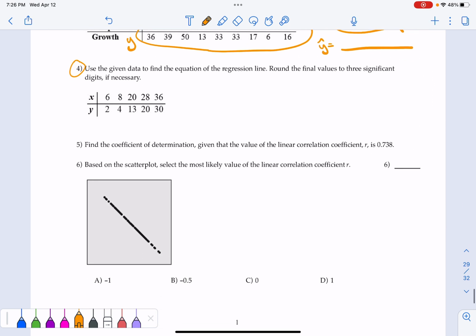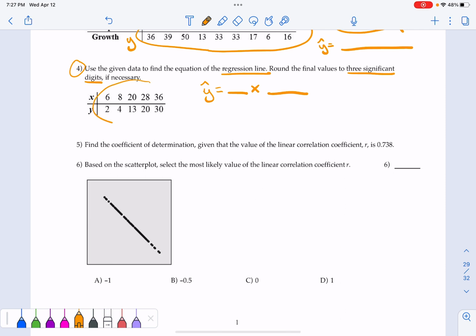Number 4, use the given data to find the equation of the regression line. So you're looking for that y hat line. It's going to be like mx plus b, and your b could be plus or minus, so I'm not going to put plus or minus, because it could be one or the other. Round the final values to 3 significant digits. Three sig figs, if you can remember what sig figs are, or at least 2 decimal places maybe. So plug those in, get an equation.